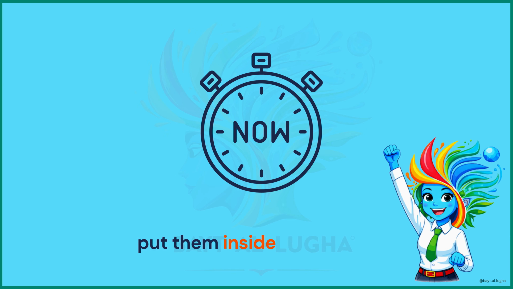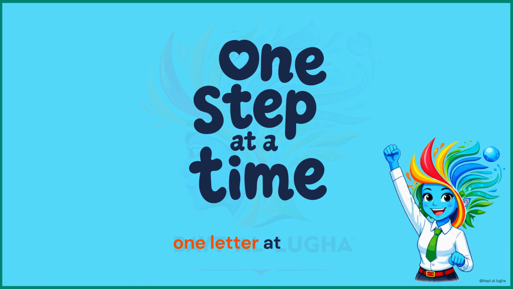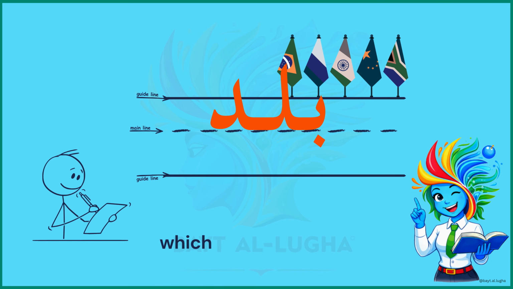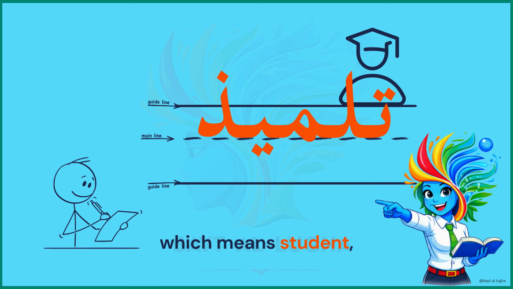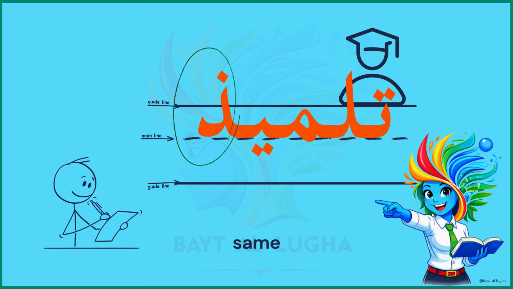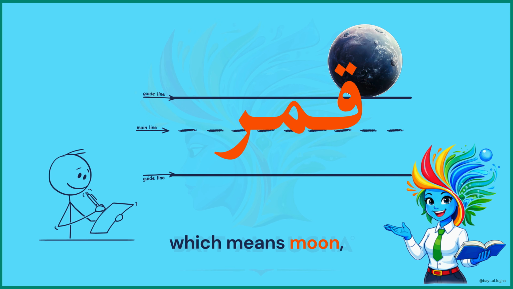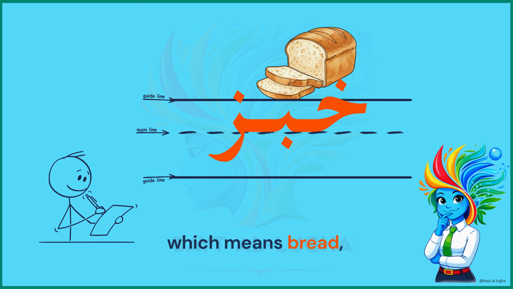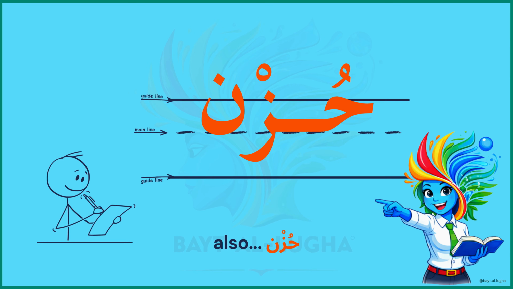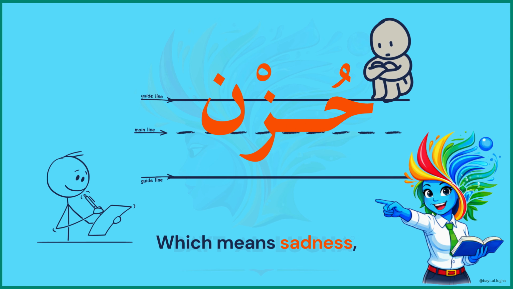Now put them inside real words, one letter at a time. Balad, which means country, ends with dal. Watch your hand lift right after it. Tilmidh, which means a student, ends with dhal. Same exact lift. Qamar, which means moon, carries ra. Khubz, which means bread, ends with za. Try also huzn, which means sadness, carries za in the middle.